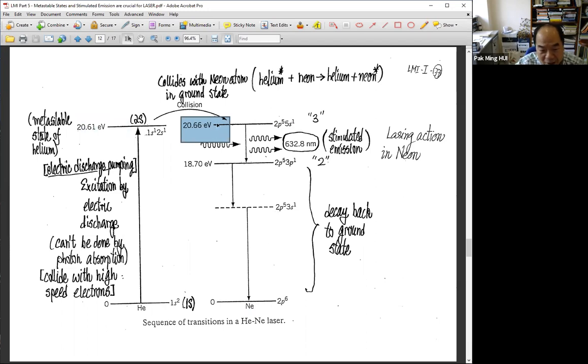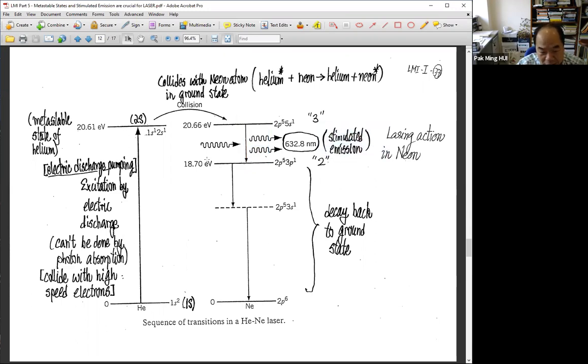And then the neon atom is now populated here. And that's nice, okay? And that is how population inversion is achieved in this particular laser. And then it will come down to this level 2 for stimulated emission.